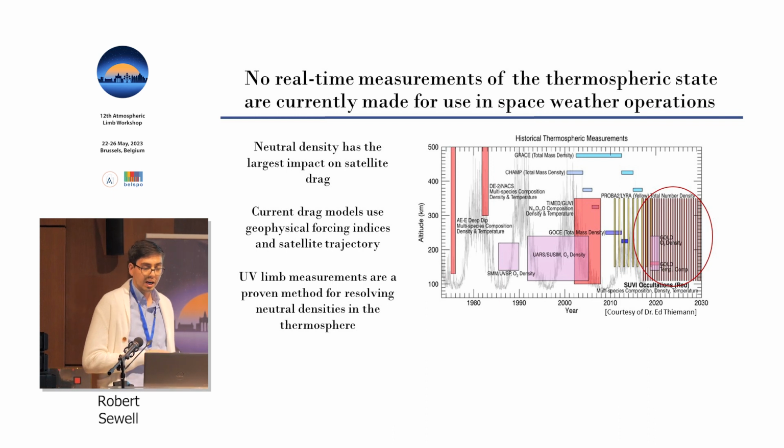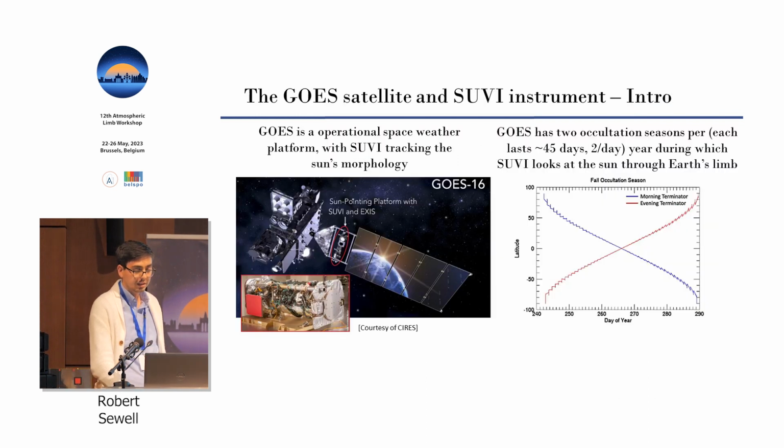And so there are a couple other ways to get neutral measurements in the thermosphere, such as mass spectroscopy. However, another method is ultraviolet limb measurements. And these have been a proven method, and they're particularly nice because they can be done remotely, and you don't have to actually be in the thermosphere experiencing this drag to get thermospheric measurements.